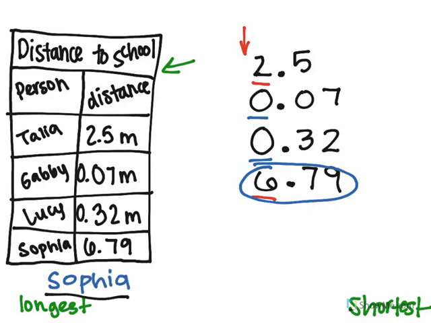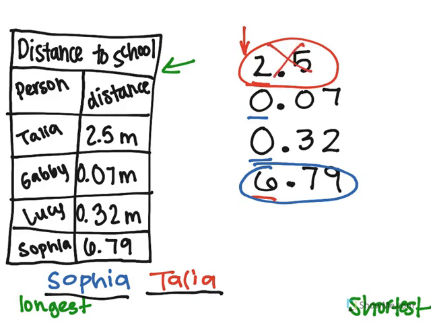The next longest would be Talia, because look, right there, she has 2.5. The rest are zeros. They're tied right now. But right now I know this is the biggest, this is the next biggest. So now we have to determine between just these two middle numbers.